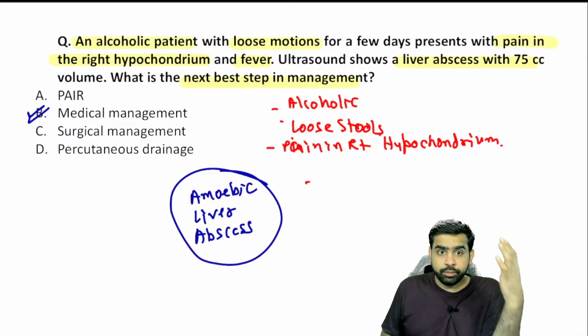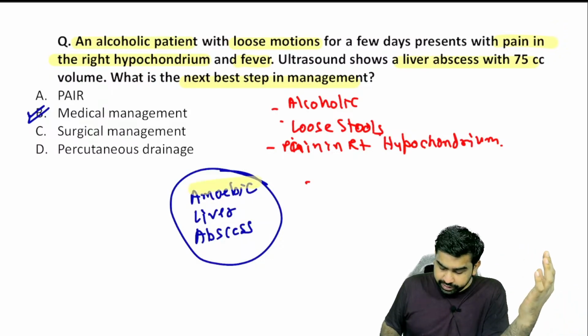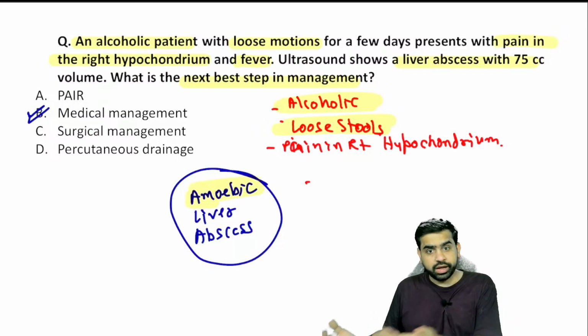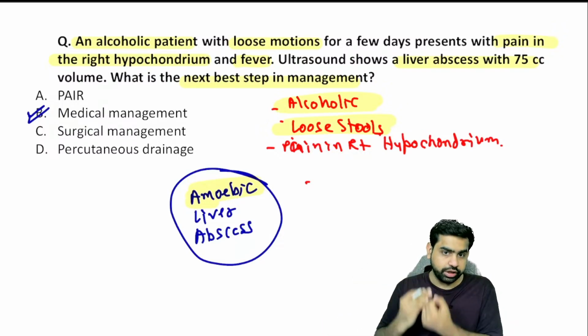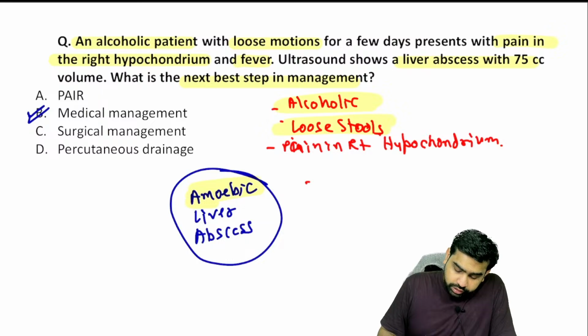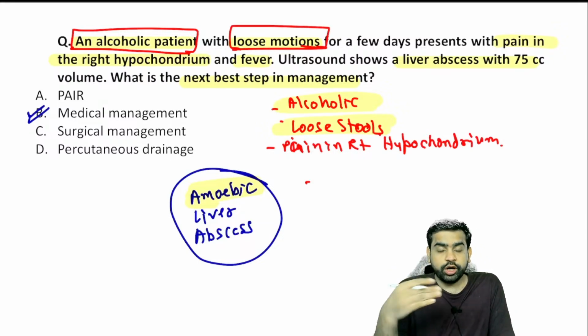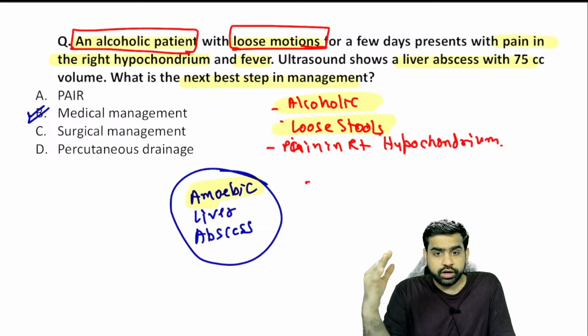Why? Because the diagnosis over here is an amoebic liver abscess. Why is it an amoebic liver abscess? Because of alcoholism and loose motion. So amoebiasis led to the loose stools, which led to the liver abscess. They've not given you these things just for the sake of it. Why have they given you the alcoholic patient, and the loose stools? Because they want you to think in terms of an amoebic liver abscess.